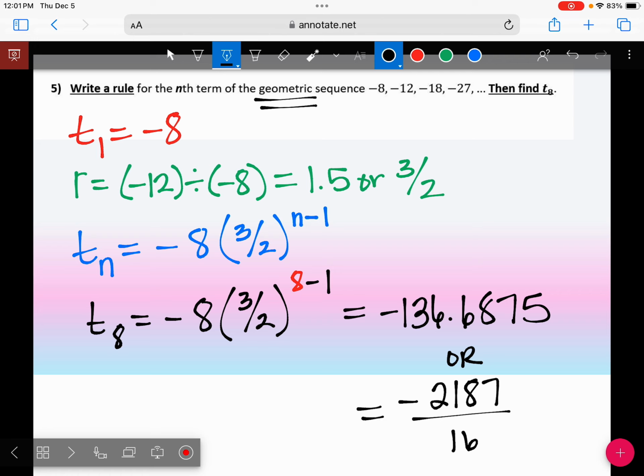Yep, either one would be perfect. Keep on going. A lot of this is repetitive. But now we have our word problem, and this word problem is on our test.